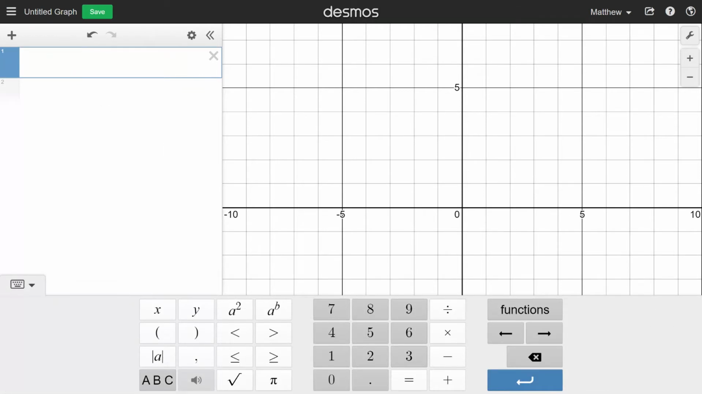I'm going to show two features today, square roots and cube roots. Square roots, hopefully you already know.